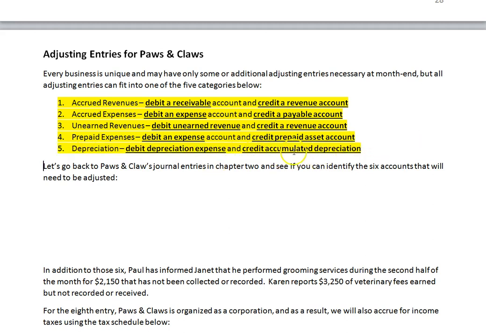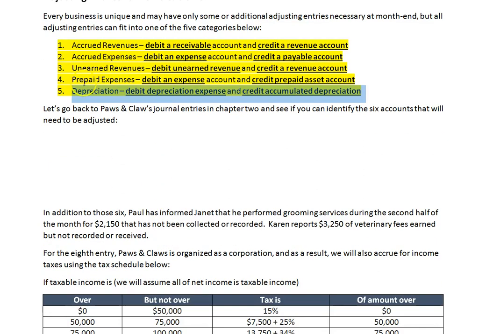But I understand that these are, especially accumulated depreciation, hard to say at first, but it's just something to get in your mind. Good news is it doesn't change. It's always that entry. So just get it in your mind.